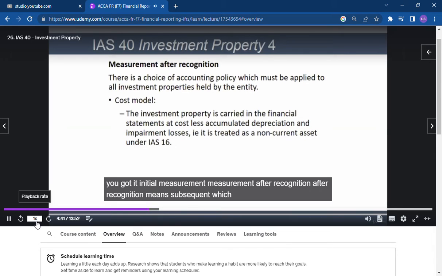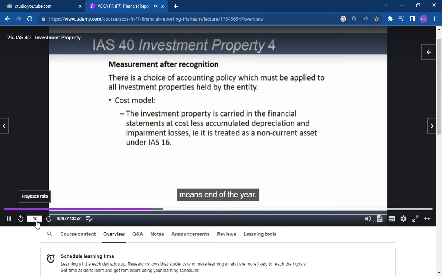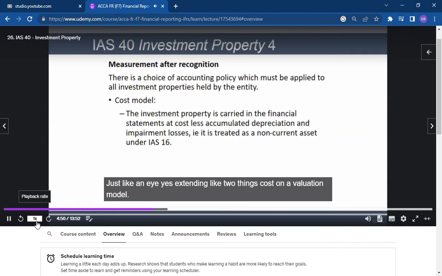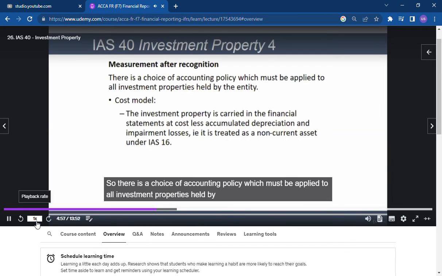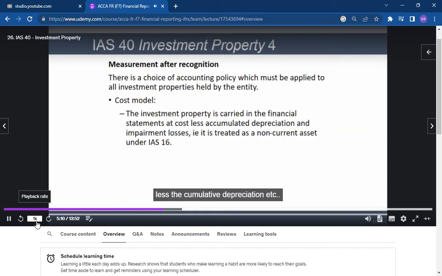Measurement after recognition. After recognition means subsequent, which means end of the year. So here again you have two things, just like in IAS 16 you have the cost or revaluation model. Here again there are two things, but there will be some difference. There is a choice of accounting policy which must be applied to all investment properties held by the entity. One, the cost model. So the investment property is carried in the financial statements at cost less accumulated depreciation, etc., just like in IAS 16.